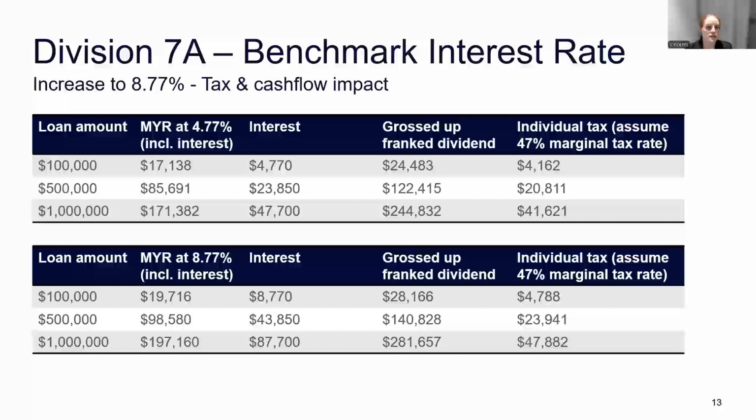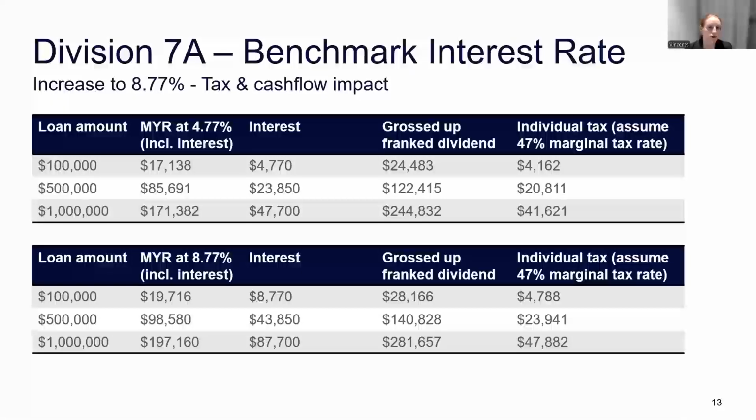These couple of tables here just show the tax and cash flow impact of this, using 3 different loan amounts. If I look at a $1 million Division 7A loan, your minimum yearly repayment is likely to have gone up from $171,000 to $197,000, so about $26,000, which is a fair chunk of money. The interest expense would have gone up by about $40,000, and remember that this is assessable to the company, so there is going to be additional tax to pay on that interest, and you're not always going to get a deduction for the interest on the other side unless the loan funds are used for an income producing purpose.